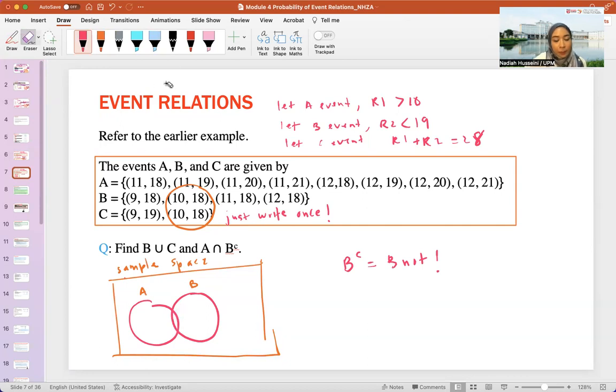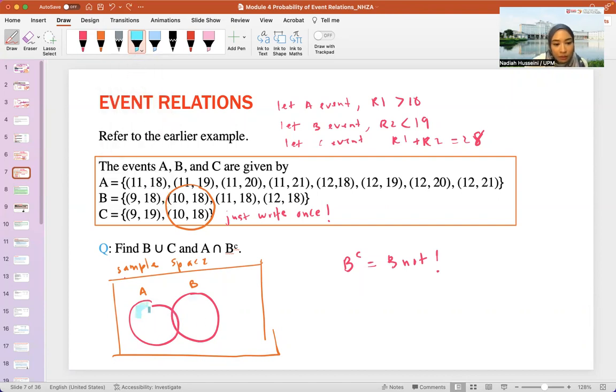Anyone else wants to try? Is it here? Just A. Just A, but over here, like this? Yeah, excluding the overlapping part. Excluding the overlapping part, correct.